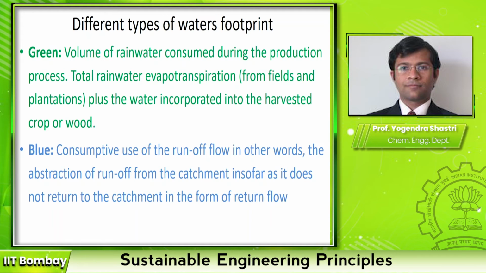Whatever water is taken out from that catchment area, only that water is considered as part of blue water footprint. And that water can again be for productive and non-productive evapotranspiration if it is used for agriculture, or it could include water that is going out of the catchment area if it is used for industry or municipal purpose.